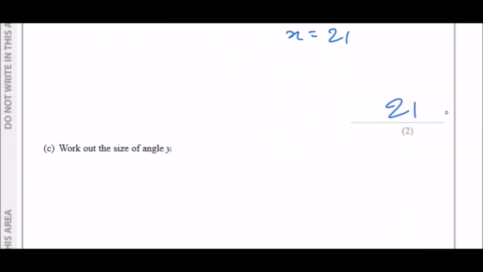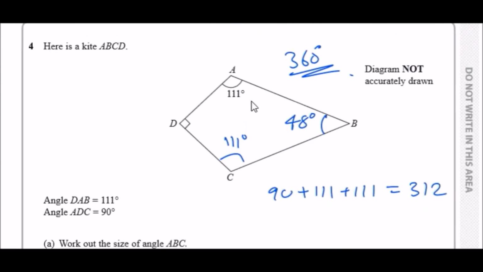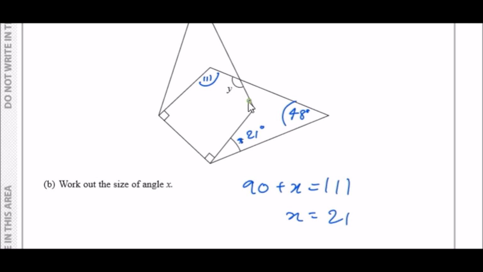Work out the size of y. Okay, so let's keep going. We need to figure out what this one is. We should know the value of this angle here. We had it previously, right? 111, yeah. Because it's just been rotated, it's still the same size, so this angle must also be 111. And one thing to know is that this shape here is actually a pentagon, so it's a 5-sided shape.